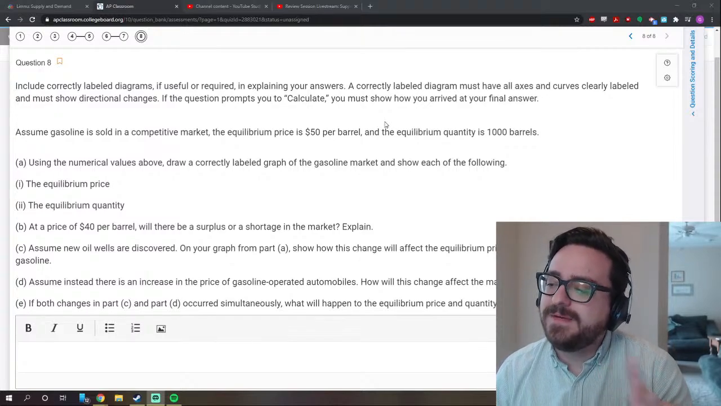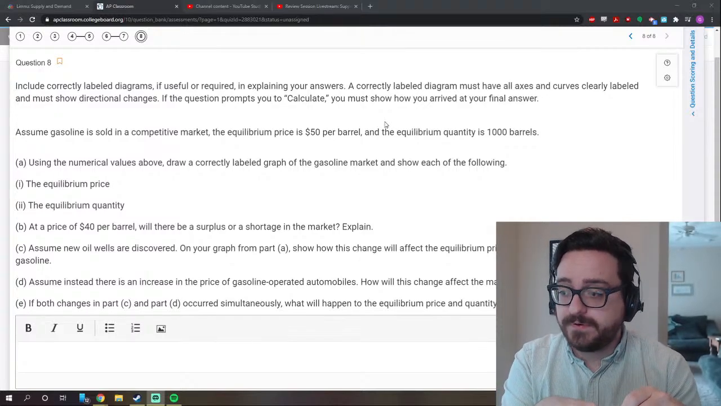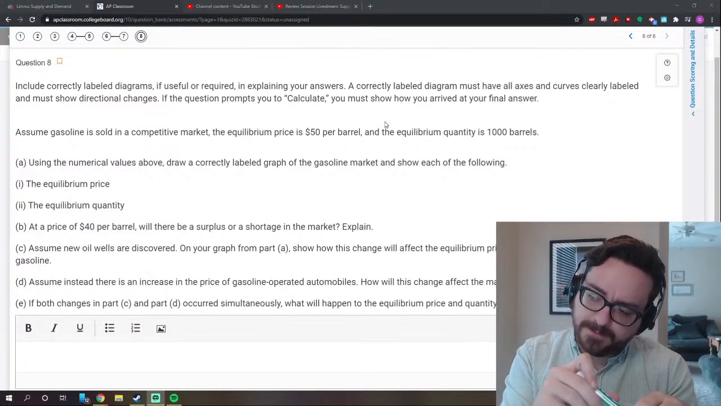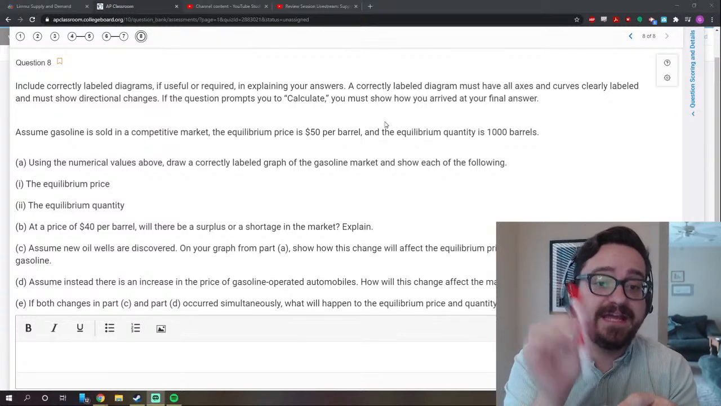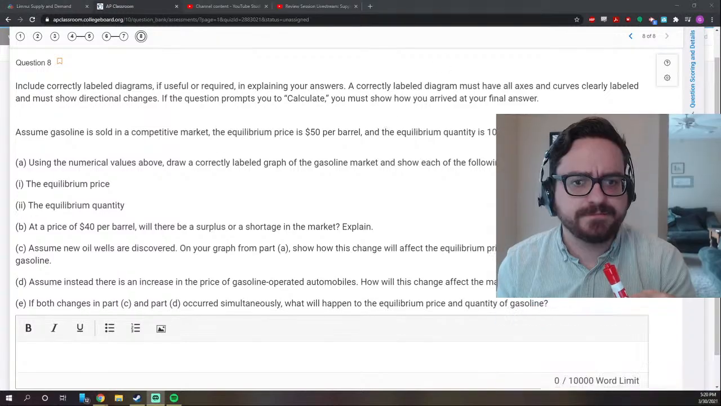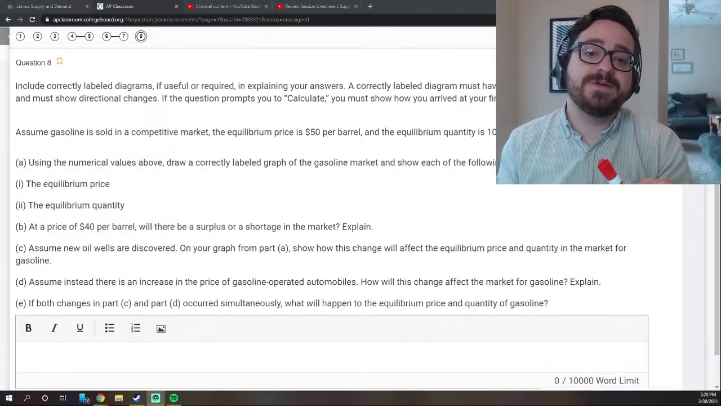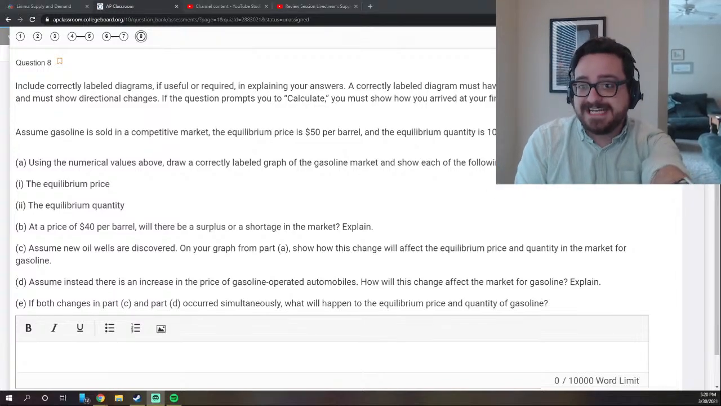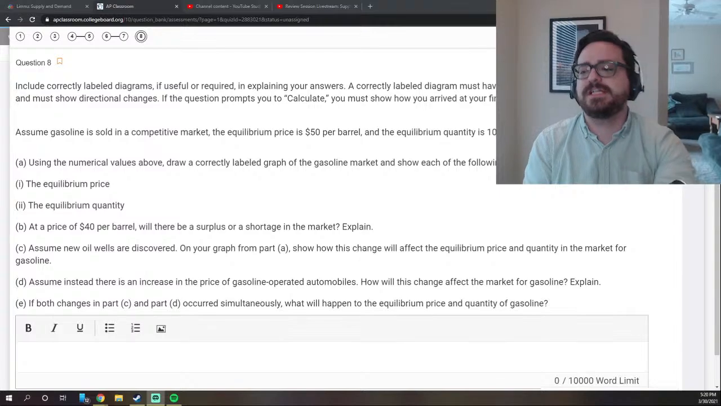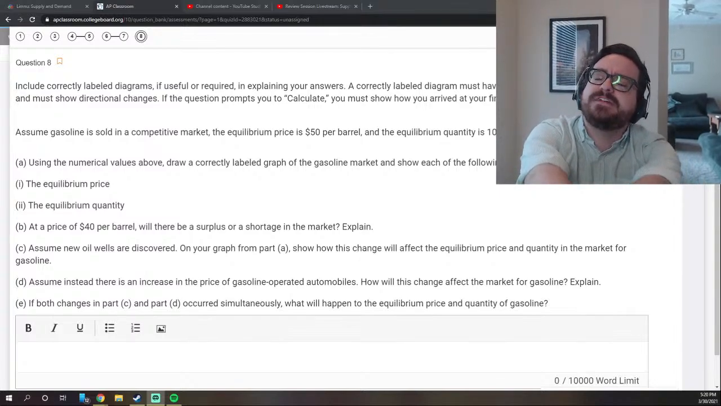D says, assume instead there is an increase in the price of gasoline-operated automobiles. How will this affect that market? And explain it. This one is verbal, does not say show. I do not draw D. I actually have to write what's happening for D. Okay, increase in the price of gas-powered cars.